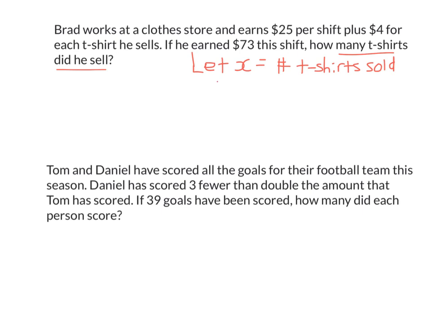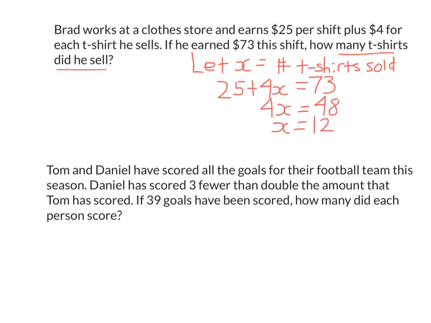So $25 for the shift plus $4 per t-shirt. $4 times the number of t-shirts sold gave me $73. So I'm going to solve this just like I did the equations on the previous slide. Once we've got to this step and formed the equation, we've done all the hard work. So I'm going to subtract 25 from both sides, and then I'm going to divide each side by 4.